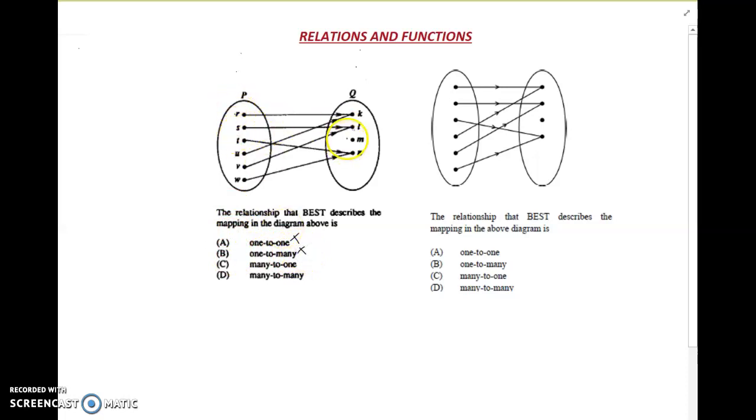Many to one. Do we have many letters from P going to one letter at Q? Yes, we do. We have R and U both going to K. Then we have T and W both going to N, right? So this is actually many to one. And actually on the right hand side here is same thing. It doesn't use any letters, right? So here you can see many dots going to one there, so many to one. Same thing here, many to one, right? Same thing, that's why they're next to each other. Same question, just one didn't have the letters next to them.